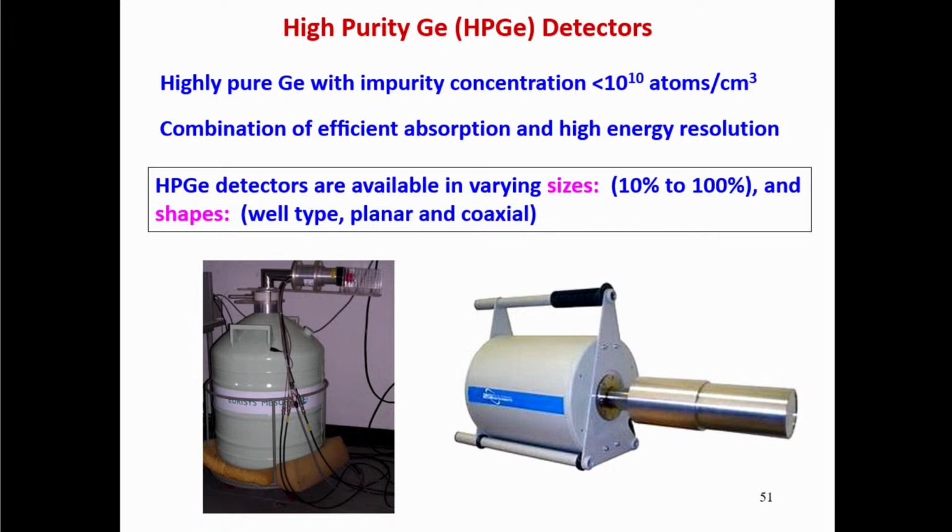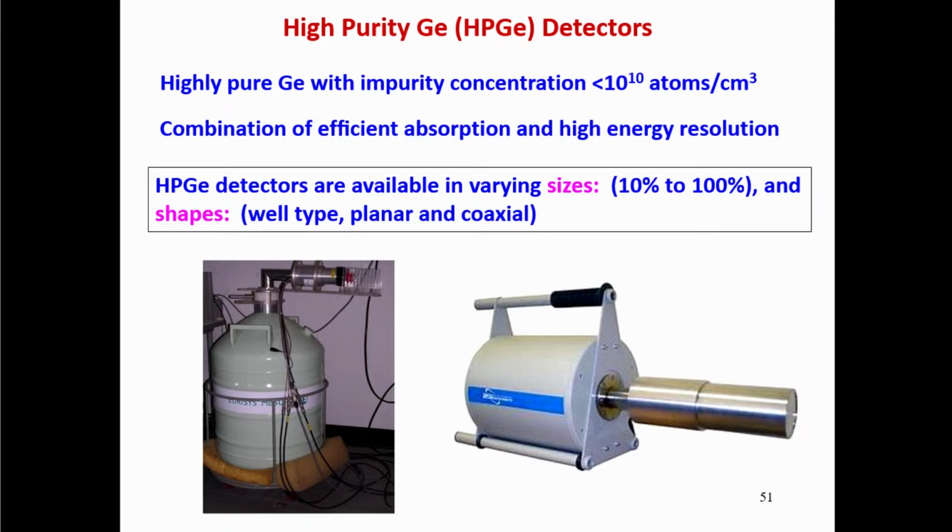So you can see the most useful detector for this semiconductor is the high purity germanium detector. High purity is required because the impurity concentration is linked to the depletion depth. The lower the impurity, the greater the depletion depth possible, and this gives a combination of efficient absorption and high energy resolution.